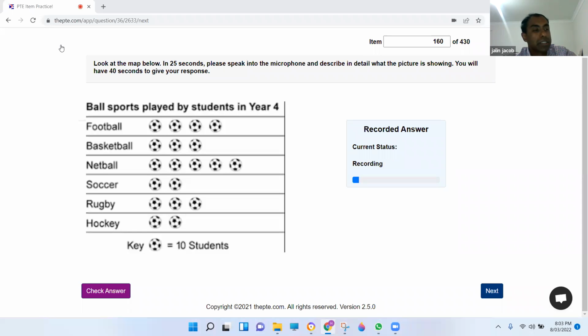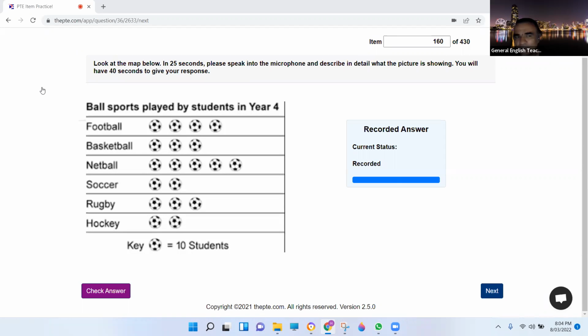The given presentation is a description of an image that's showing the ball sports played by the students in year 4, and it's providing a clear reflection of the key for the 10 students who are playing football, basketball, netball, soccer, rugby, and hockey. The first one, hockey, is played by 2 of them, rugby by 3, soccer by 2, netball by 5, basketball by 3, and football by 4. And moreover, the crucial part is covered by the whole for year 4.